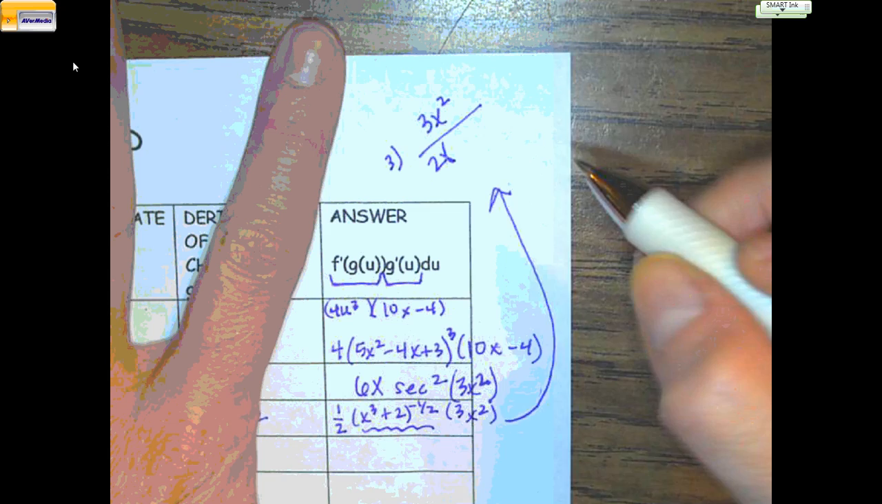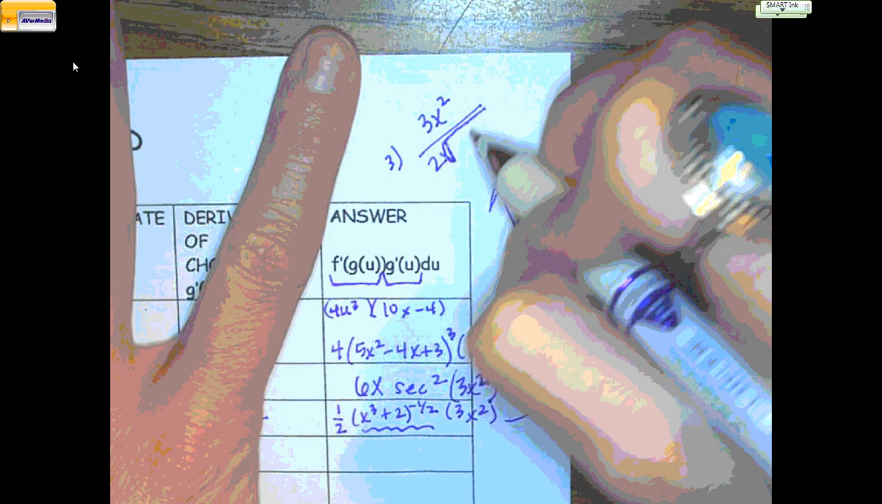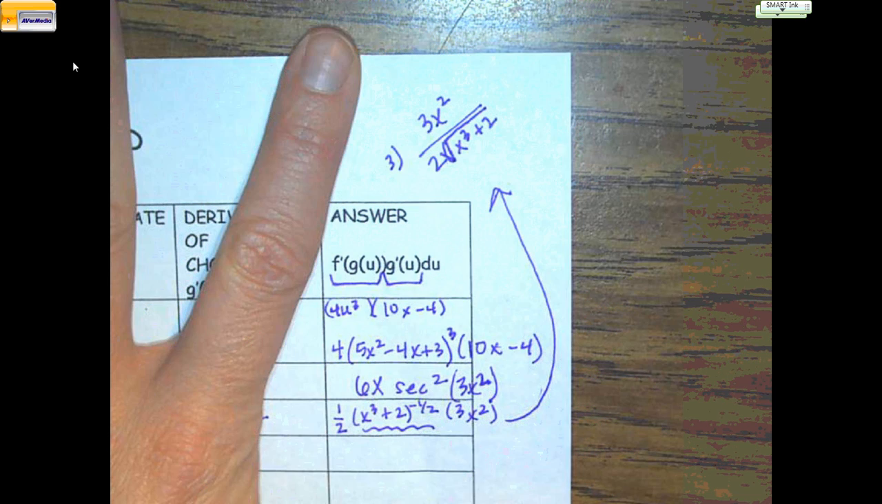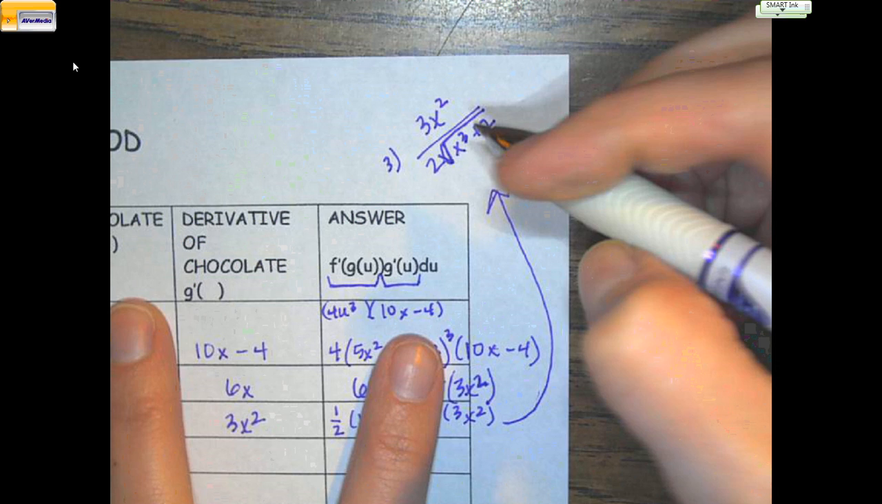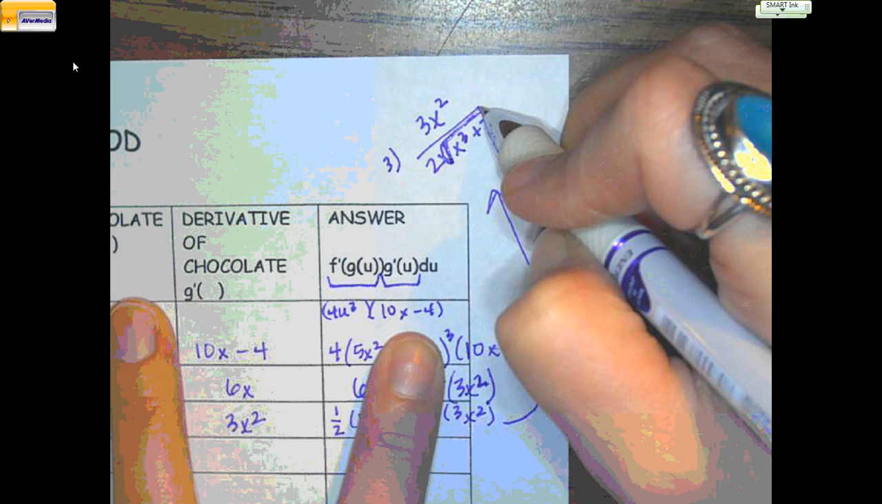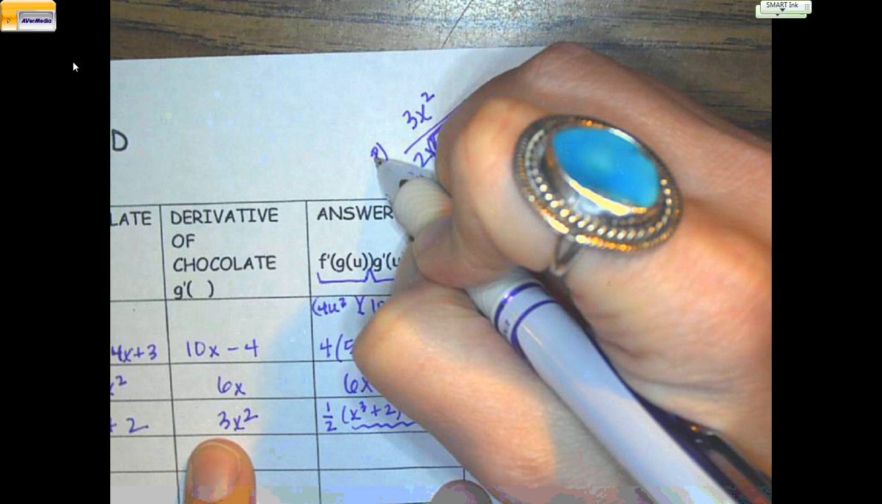Which is really, if it's to the 1/2, it's a square root. They gave us a radical, so we have to give a radical back. And that's your answer, in simplified form. Questions on 3? Everybody okay?